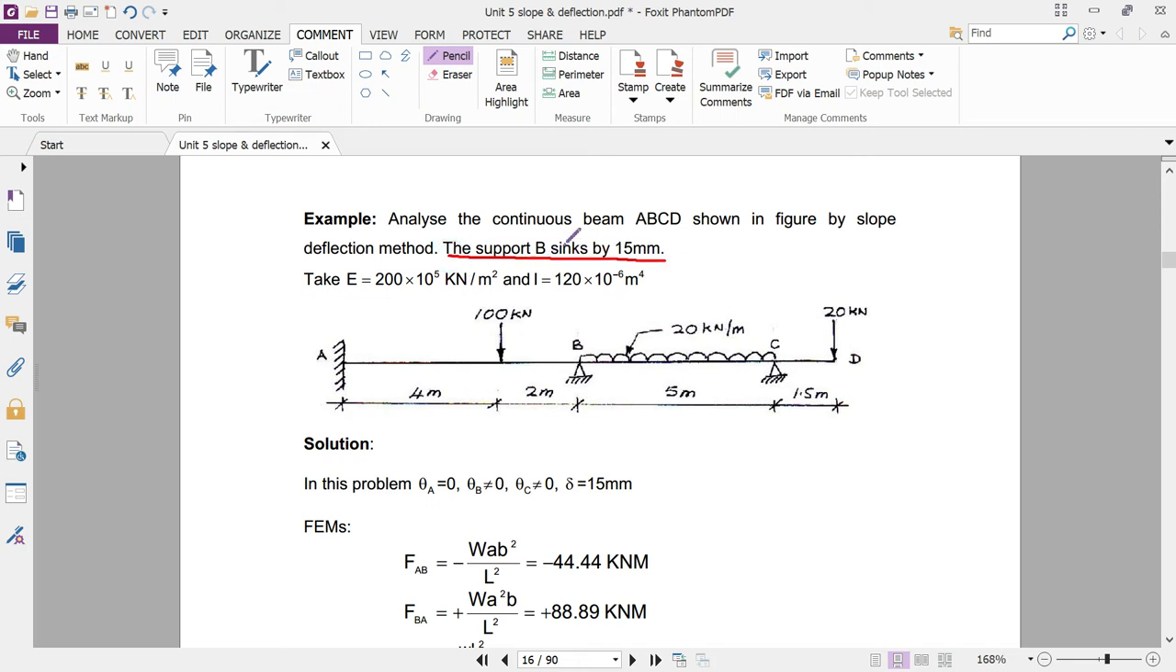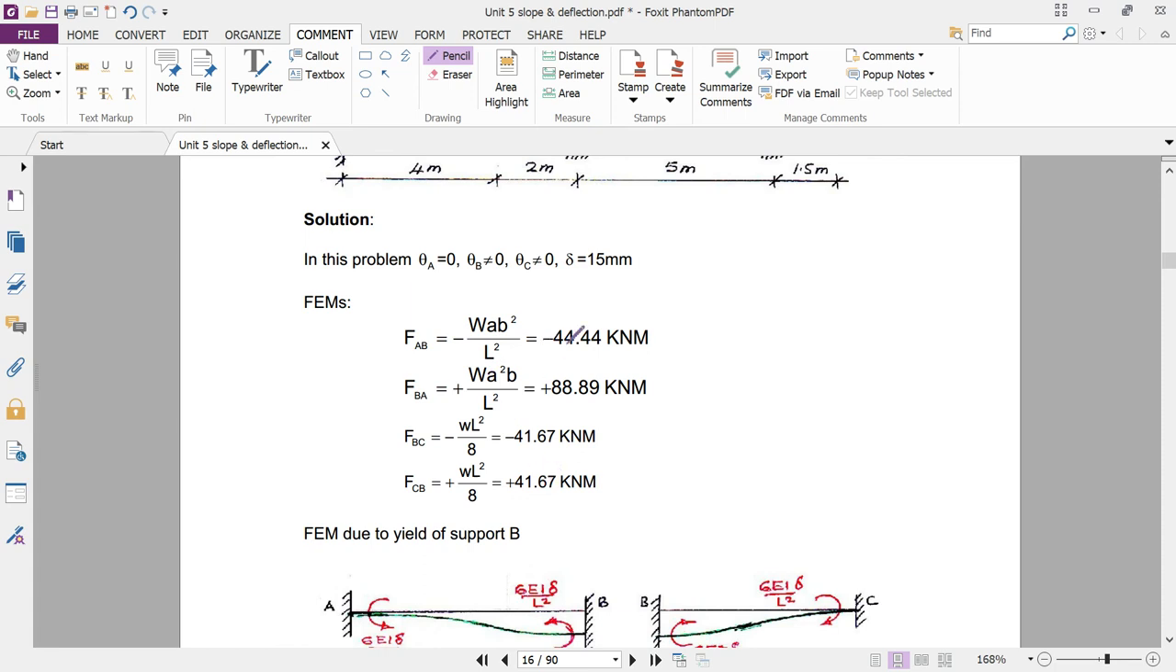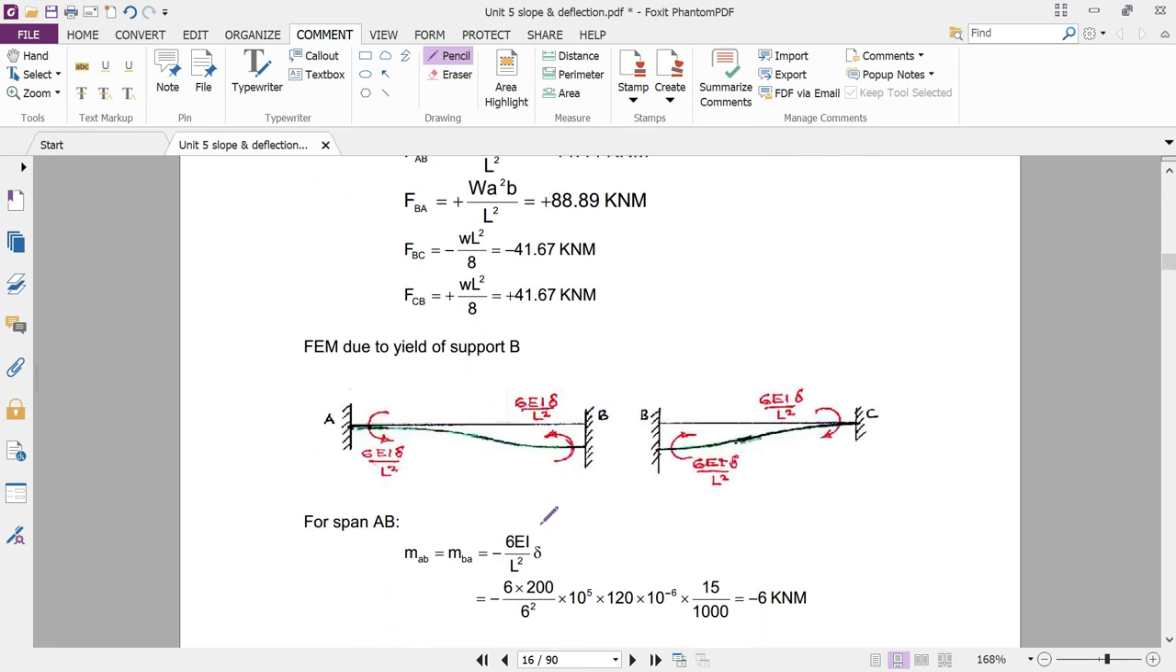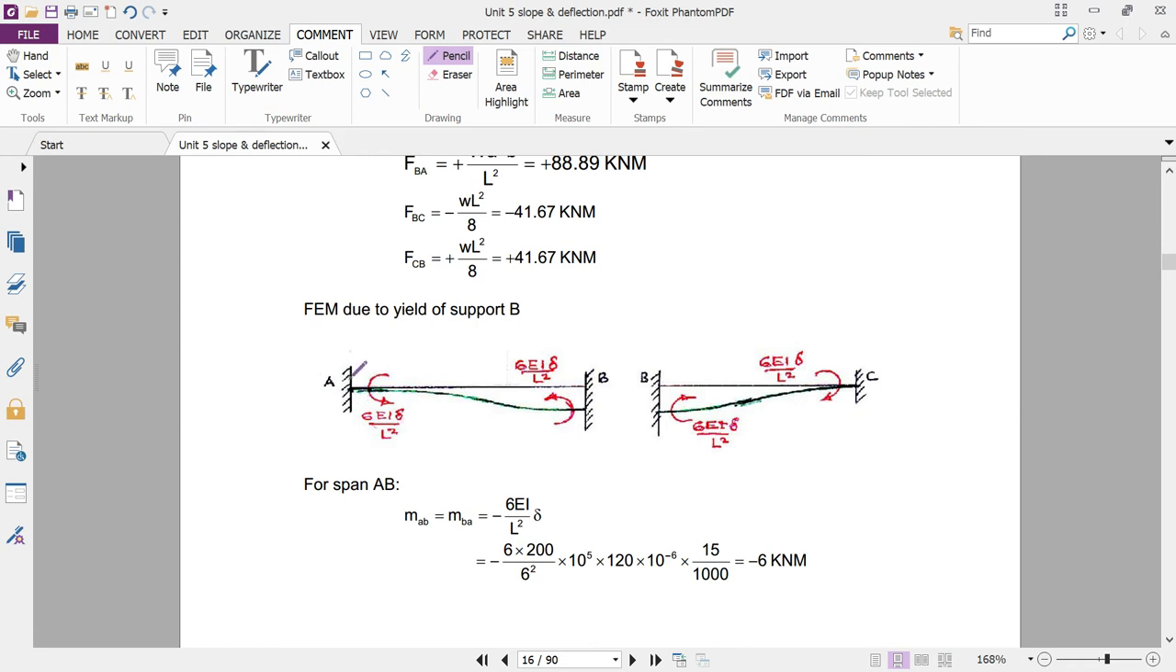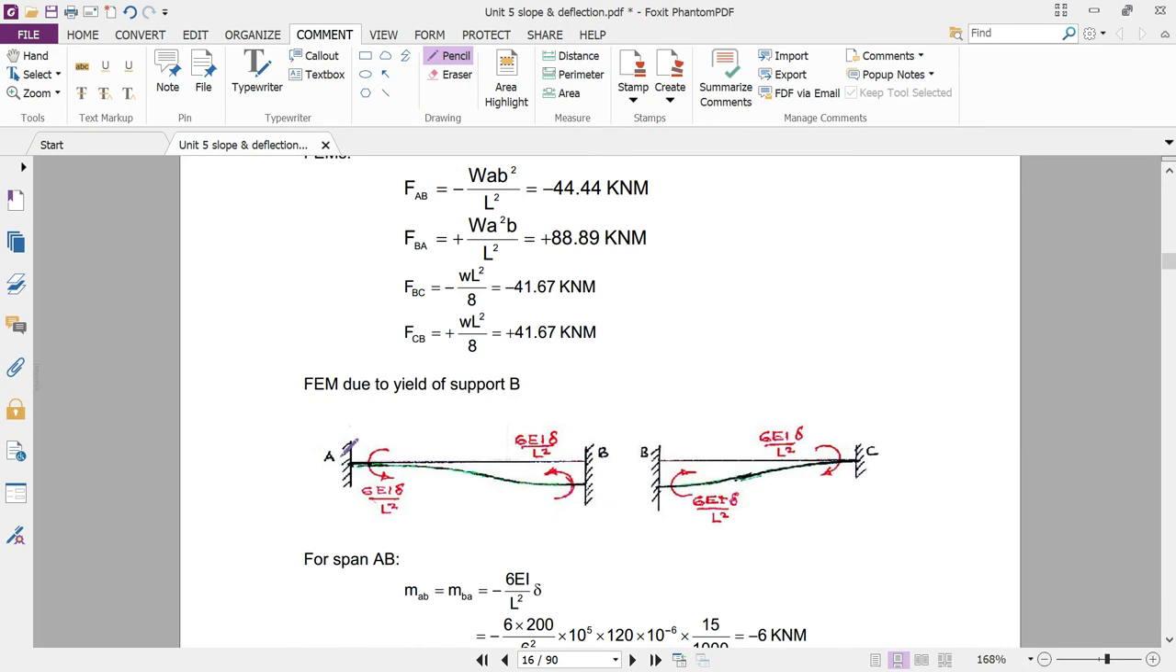Along with that, the value of E is given and the value of I is given, because these values have to be given, otherwise you cannot calculate the value of delta. Delta is already given, but you have to put all these values in your equation. We know that theta B and theta C are unknown, and theta A is already 0. Now moments we know how to calculate, we have already calculated. Now this is the yielding point. If you split the two spans AB and BC, what will happen? First of all, B is sunk.